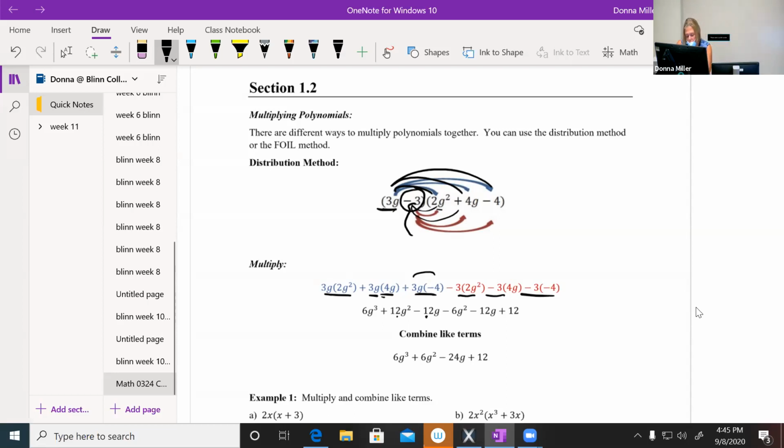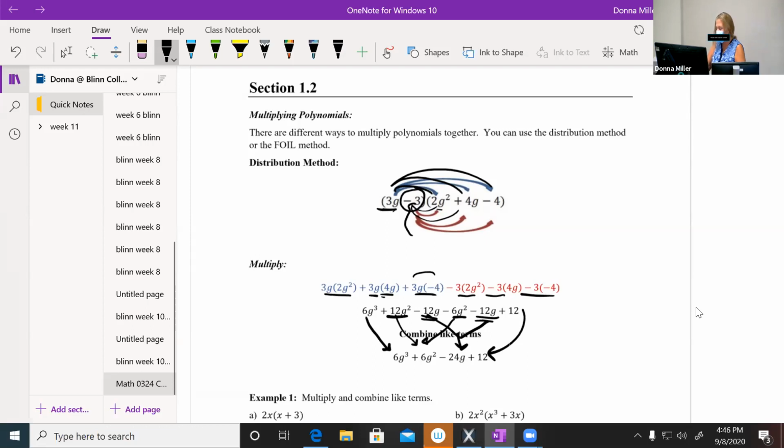Then you collect like terms. I kind of like to line them up vertically, she did not. So I'm going to take the cube term. Then I combine the square terms: 12g squared minus 6g squared is 6g squared. And then I've got negative 12g and negative 12g, that's negative 24g, so that goes here. And you have your plus 12. So you multiply, you combine like terms, and you're done. Okay, everybody happy?